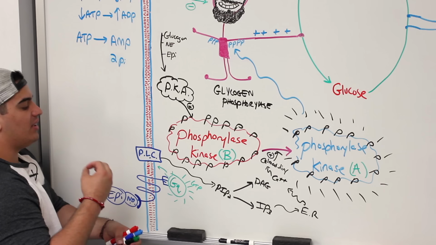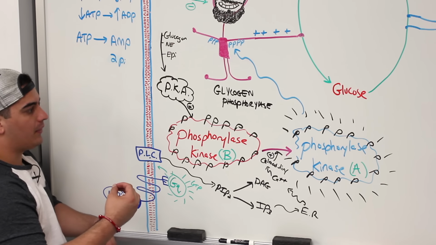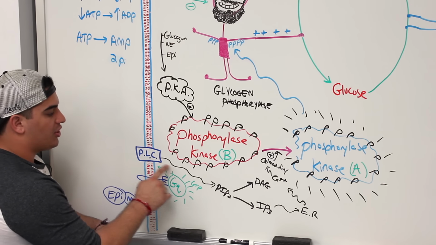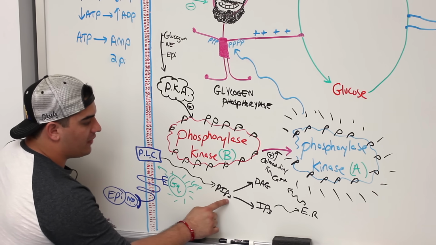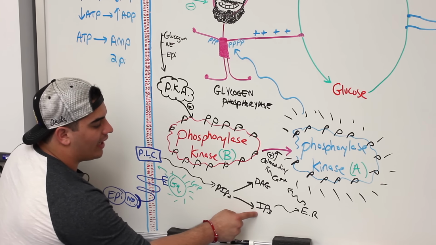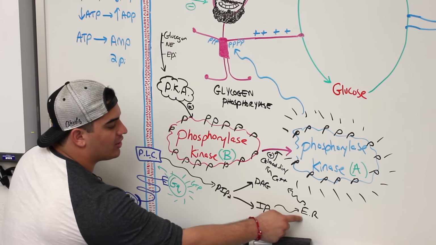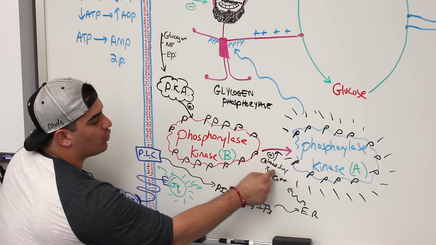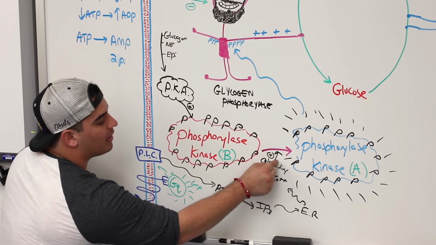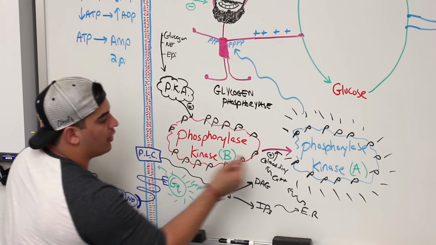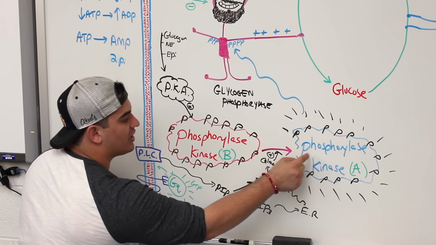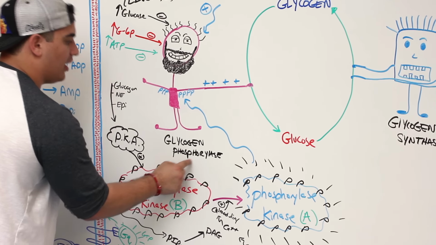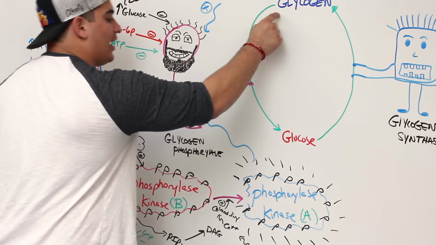So again, let's review this one more time. Epinephrine and norepinephrine can also bind onto different types of G protein coupled receptors on the liver, right? And when it does that, it activates GQ. GQ activates phospholipase C, which cleaves phosphoinositol diphosphate into diacylglycerol and inositol triphosphate. Inositol triphosphate binds onto receptors on the endoplasmic reticulum and pushes out calcium. Calcium binds onto a molecule called calmodulin. And then that calcium-calmodulin complex will stimulate the conversion of phosphorylase kinase B to phosphorylase kinase A. If phosphorylase kinase A is activated, it'll phosphorylate glycogen phosphorylase. If glycogen phosphorylase is activated, it'll convert glycogen into glucose.